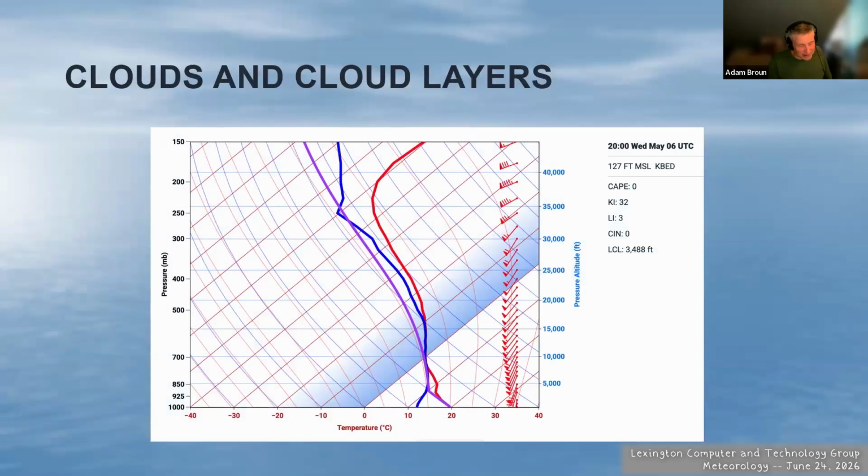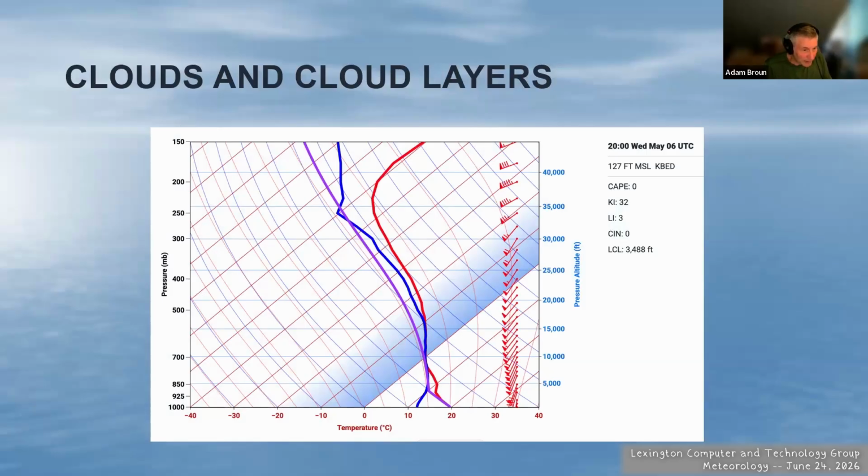So clouds and cloud layers, how can we determine that from SKEW-Ts? Here's another SKEW-T that we can see. Ignore the purple line on this diagram. We're just going to focus on the red and blue lines for now. But here's an example from May of this year, also here at Hanscom.